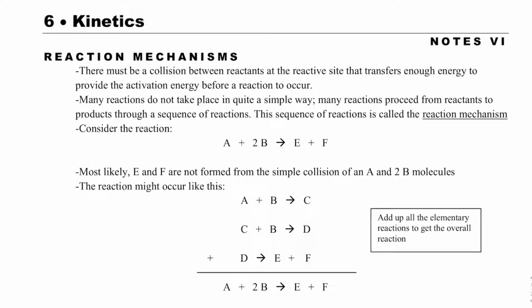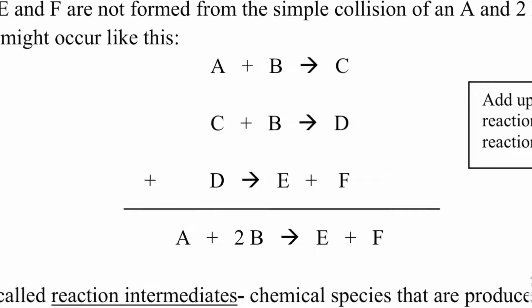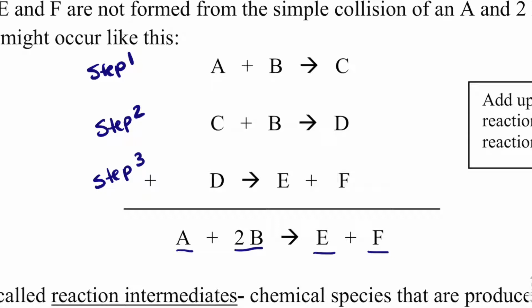So for example, I've got a reaction here: A plus 2B gives me E plus F. And it turns out that this hypothetical reaction actually occurs in 3 steps. And those 3 steps give me the overall reaction. So A and B combine and give me C. And then C reacts with another molecule of B to give me D, and then D breaks apart to give me E and F. That's what this hypothetical reaction is telling me.